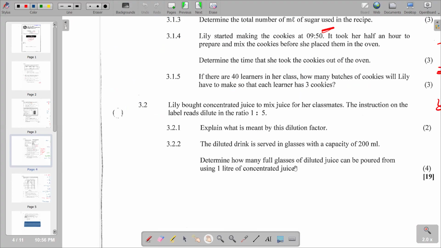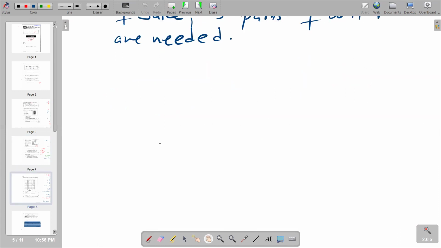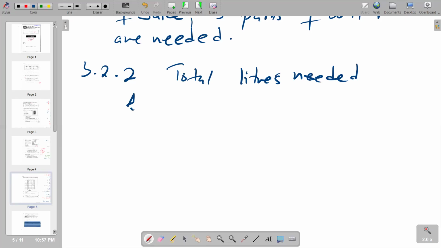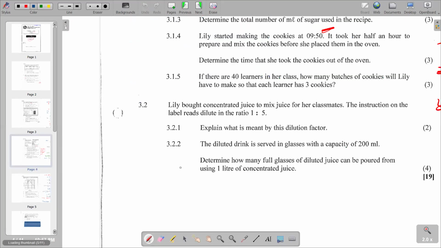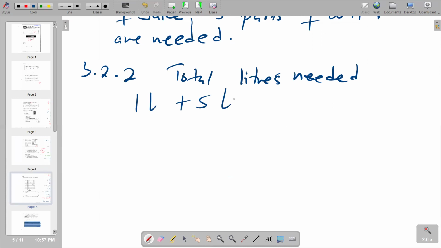So it means 1 liter of concentrated juice, remember, it needs 5 liters of water. So 3.2.2, the total liters needed is what we want to calculate first. We are saying 1 liter of concentrated juice is indicated in the question, but we know that it needs plus 5 liters of water, and then it becomes 6 liters. So this is what we have.